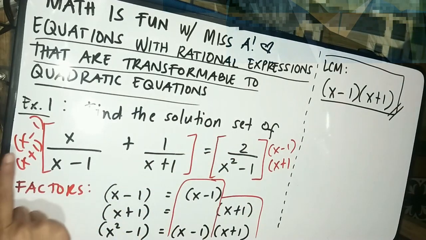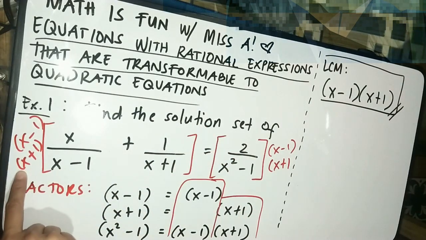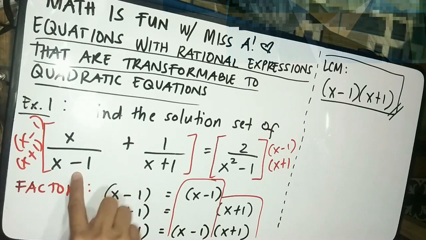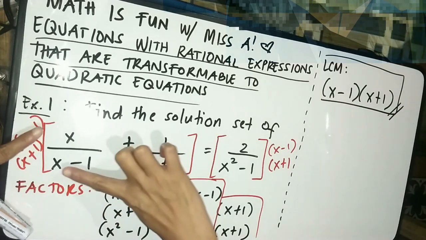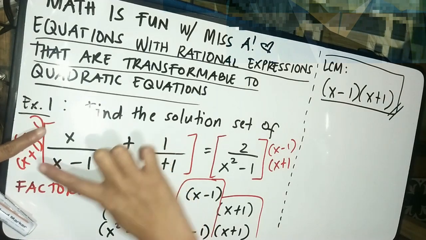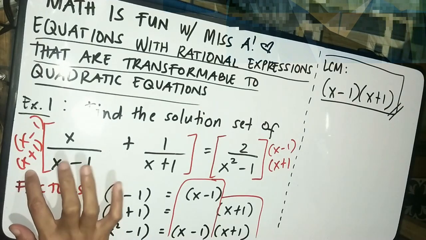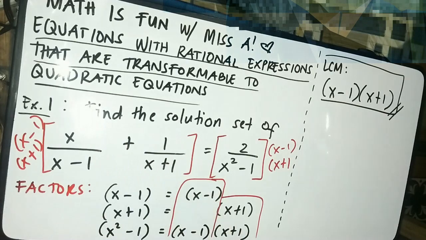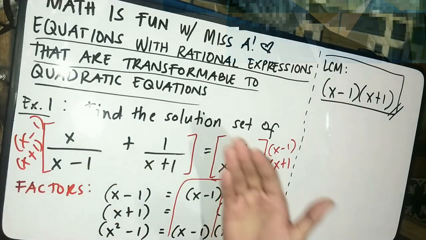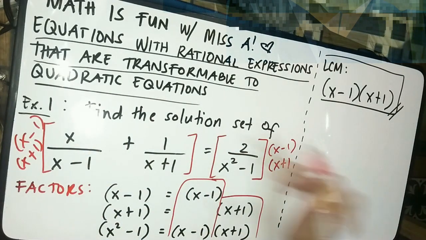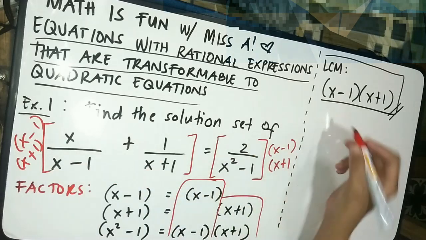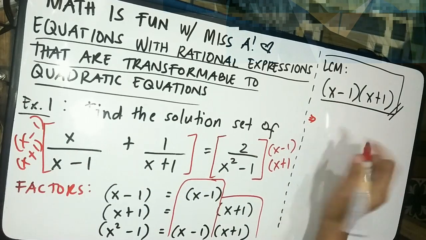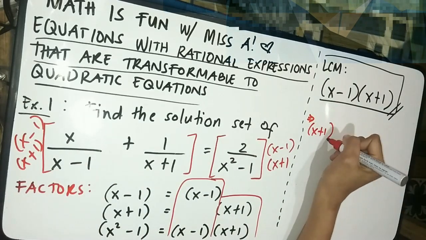So, for example, you have x minus 1 times x plus 1 right here, divided by x minus 1. So, ibig sabihin, matatanggal yung x minus 1 dito. Ang matitira ay x plus 1. Meaning, you're going to multiply x plus 1 dito sa numerator mo. So, the process that I have used is divide and then multiply. So, ang naiwan sa LCM natin ay x plus 1. So, we will just rewrite it here. You have x plus 1.